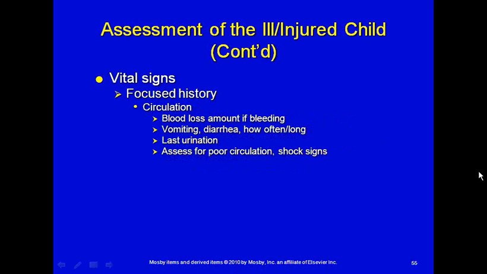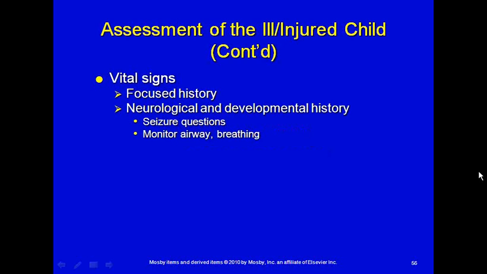As far as circulation focused history goes, the amount of blood loss, was there any vomiting or diarrhea, and if so, how often, for how long? If it's a diapered child, have they had normal diapers, or in a dehydrated child, they're not going to pee, so they certainly won't have a lot of wet diapers throughout the day. And assess for poor circulation with capillary refill, and look for signs of shock.